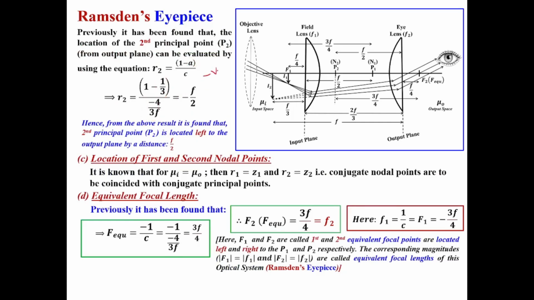Here we found a negative value, which means we have to move left from the output plane. This is the output plane. From this point we have to move a distance of f/2, and then we can find the location of the second principal point. So this is f/2 moved towards the left, this much distance. This is the location of the second principal point. Got it? Okay, same thing I have written.